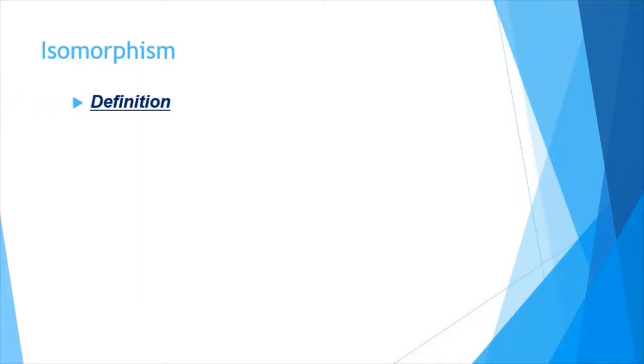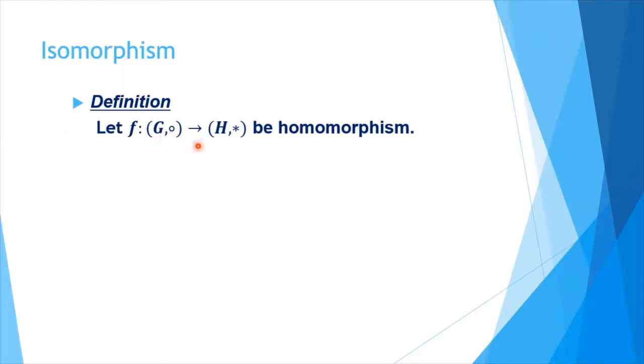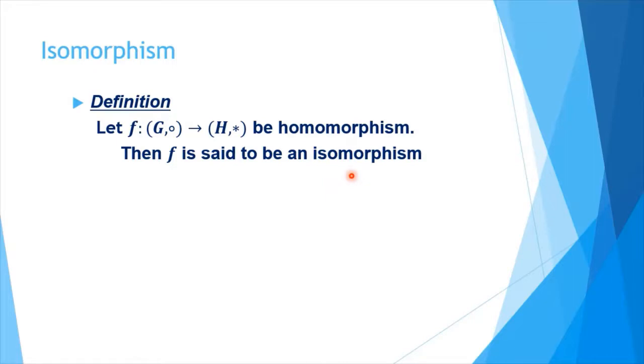Here also consider two groups. Let f from (G, ·) to (H, *) be a homomorphism. As defined earlier, f is a function which satisfies the homomorphism condition. Then, f is said to be an isomorphism if f is a one-to-one and onto function.